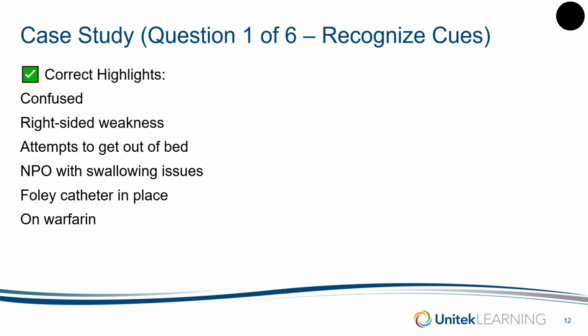As promised, here are the answers. So what you should have highlighted was confused, right-sided weakness, attempts to get out of bed, NPO with swallowing issues, Foley catheter in place, and on warfarin. These all show that they have potentials towards complications. So again, you were to highlight the client findings that increase their risk for complications. All of these things indicate or point towards potential complications in the future.